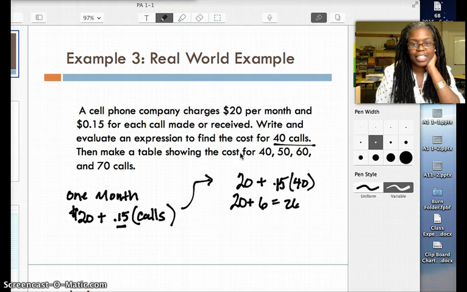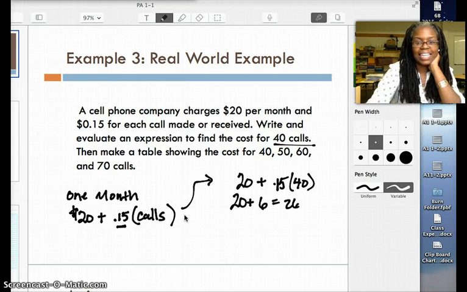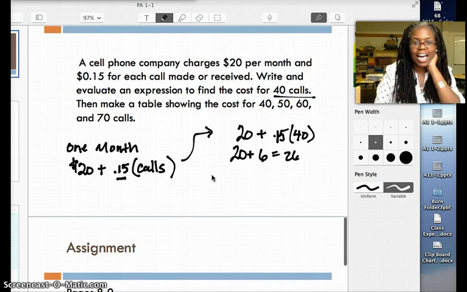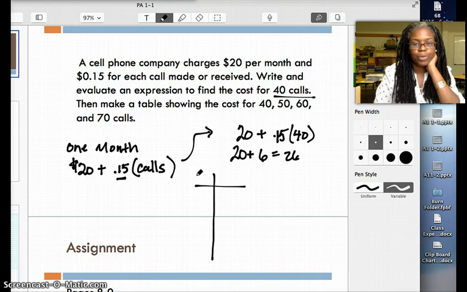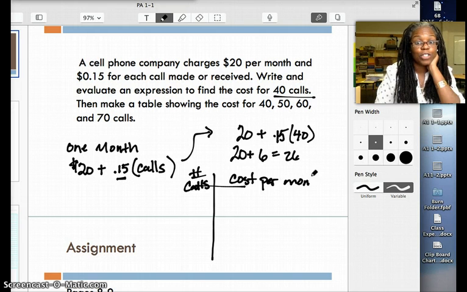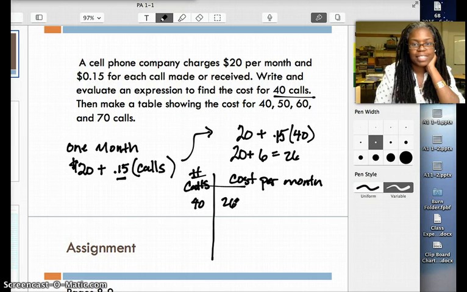So now we need to make a table detailing what we know. So here's what I got. I am going to draw a straight line, make the table. So the table is going to be the number of calls and then the total cost per month. So if I made 40 calls, I saw that that was $26. How much would it cost me for 50 calls? So what I'm going to do is take 50 and plug it right in here and get my answer.